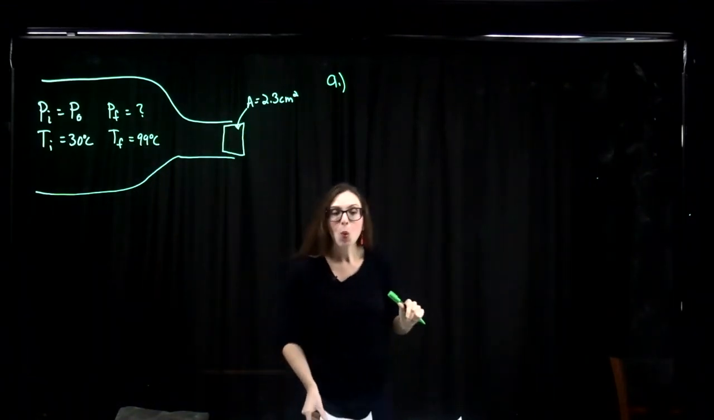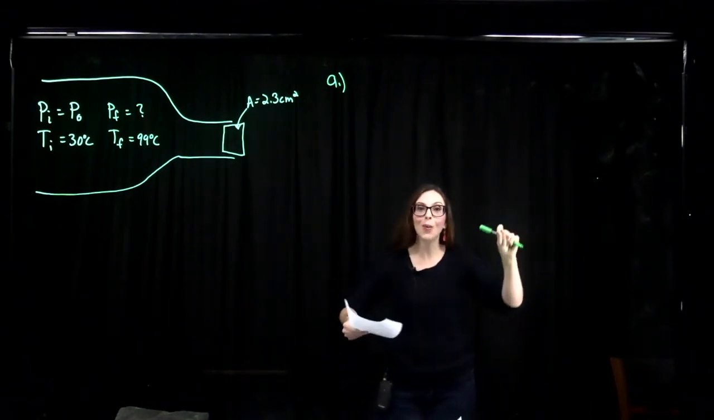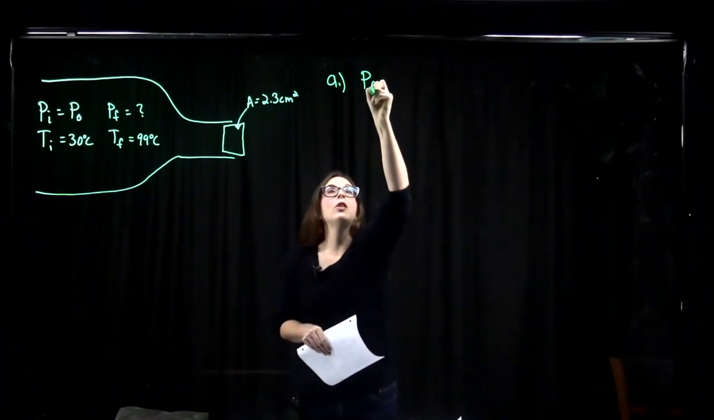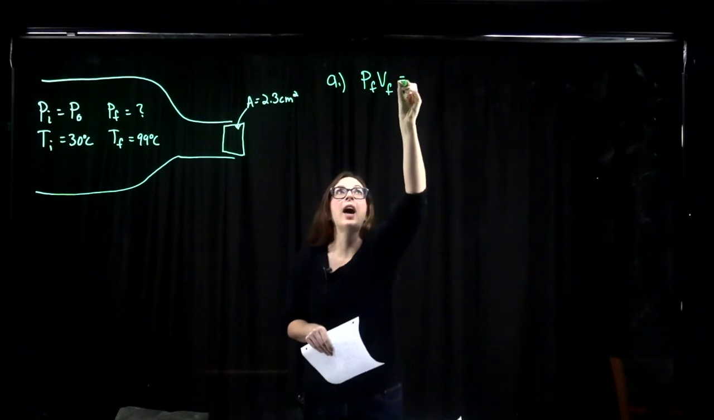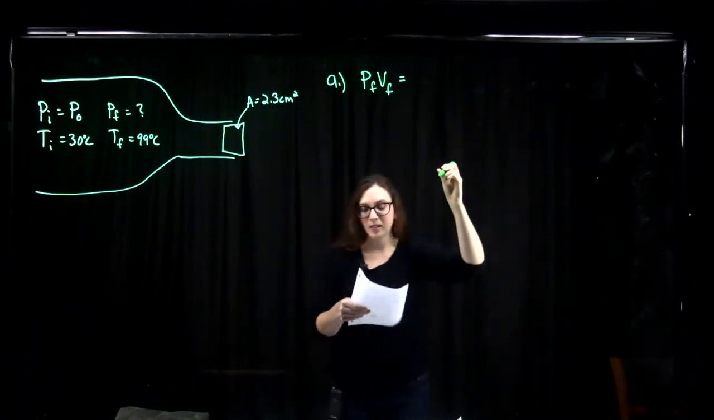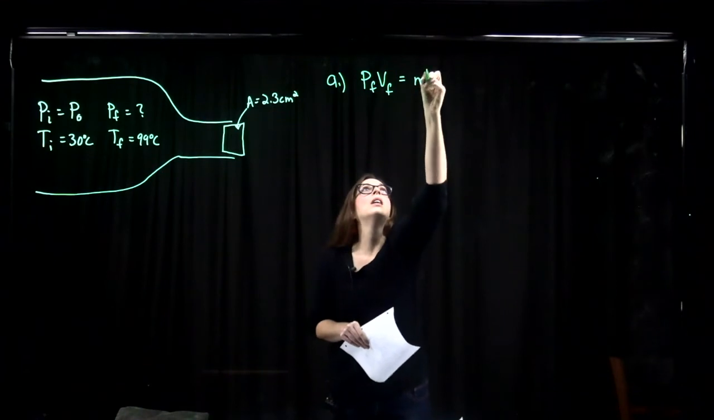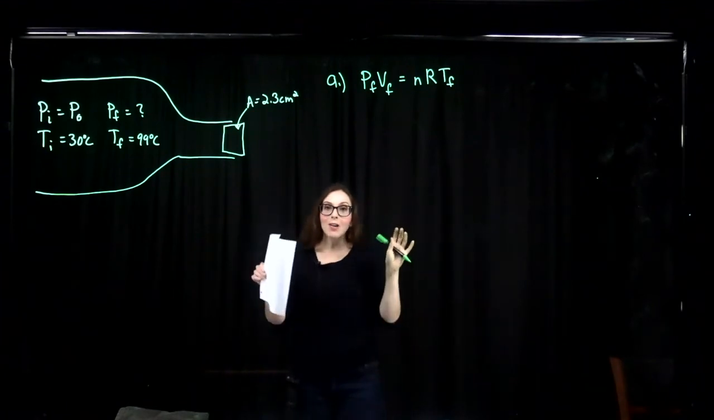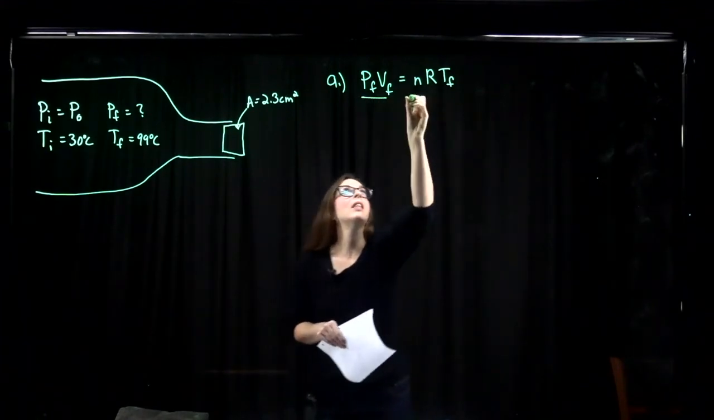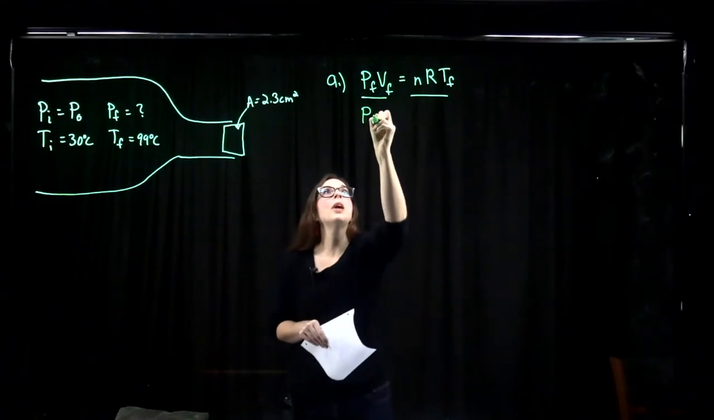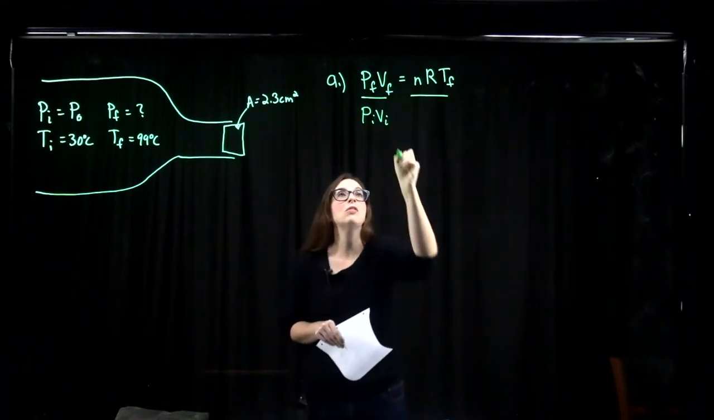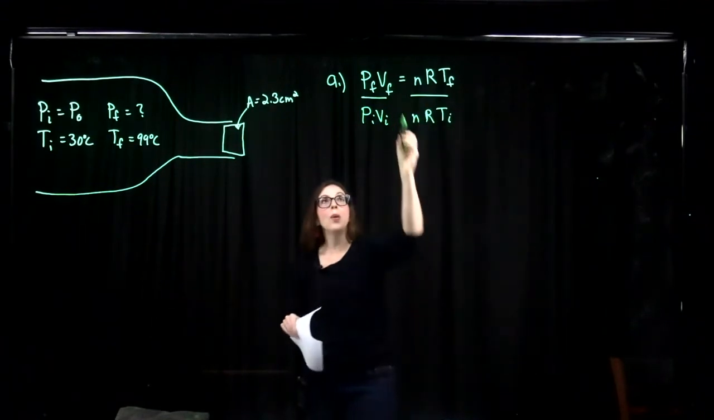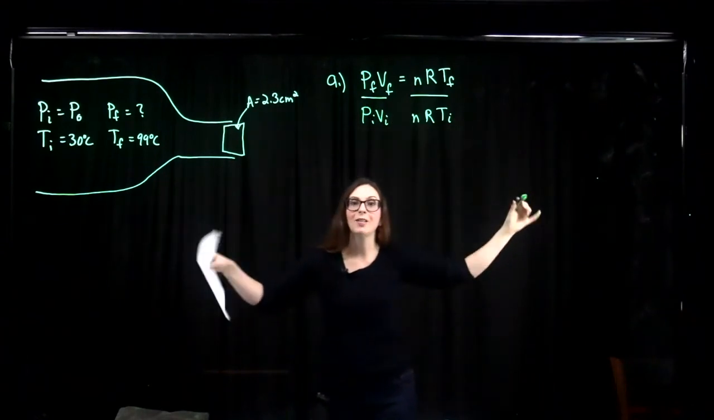So we are going to play a little trick, which you can always do with the ideal gas law. We know that the final pressure times the final volume of the gas inside the bottle has to equal nRT final, okay? But we also know that the initial pressure in the bottle times the initial volume has to equal nRT initial. I always know that PV equals nRT.